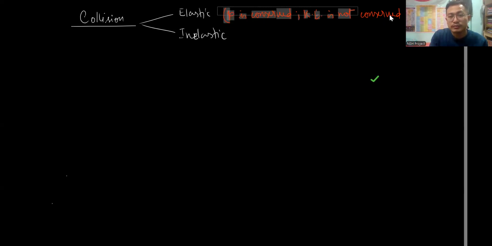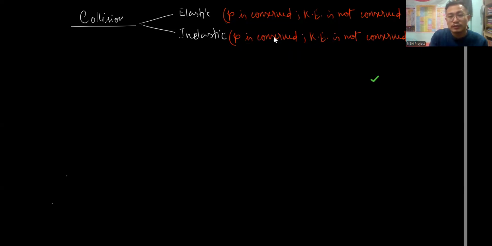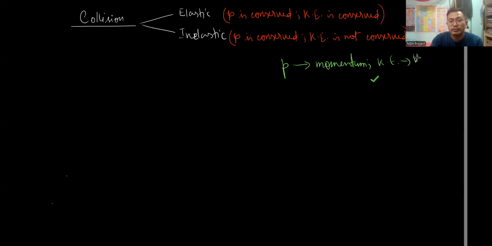So, collision is of two types: elastic and inelastic. P stands for momentum, and K stands for kinetic energy.